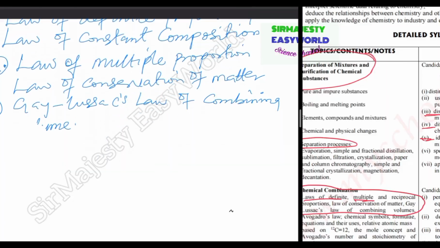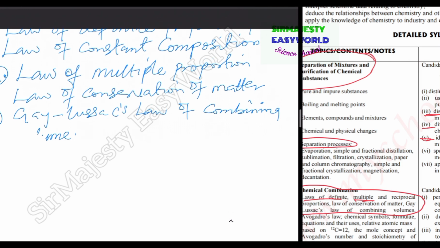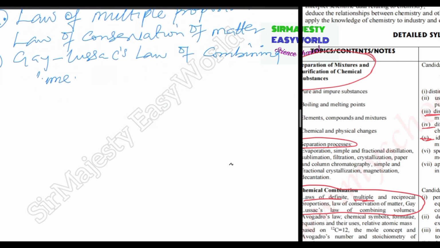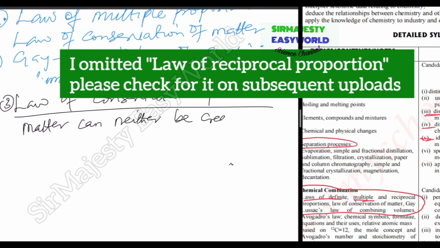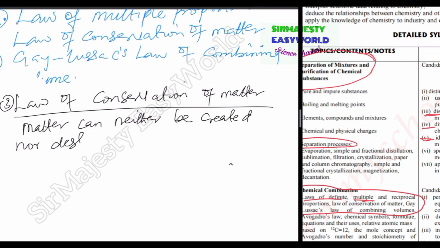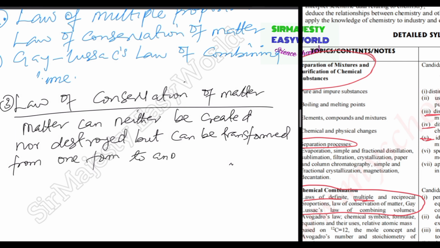So the next law is law number 3, law of conservation of matter. So law of conservation of matter says that matter can neither be created nor destroyed, but can be transformed from one form to another. That's the law of conservation of matter, which is equivalent to the law of conservation of mass.